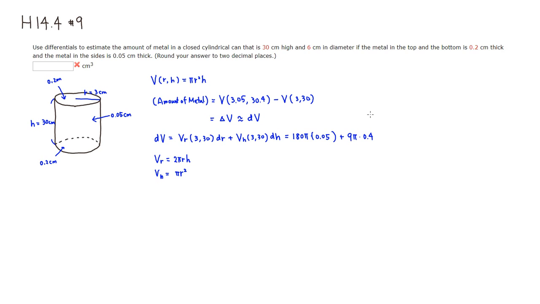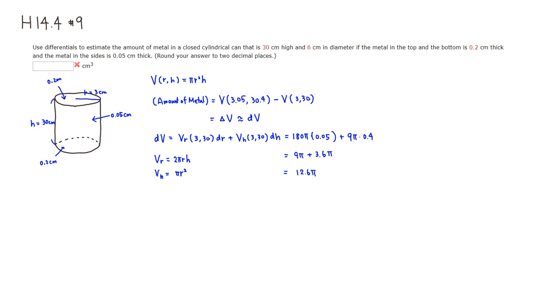So we just have to find this value. 180 times 0.05 gives 9 pi, and 9 pi times 0.4 is 3.6 pi. So this is equal to 12.6 pi. We have to round it to 2 decimal places.